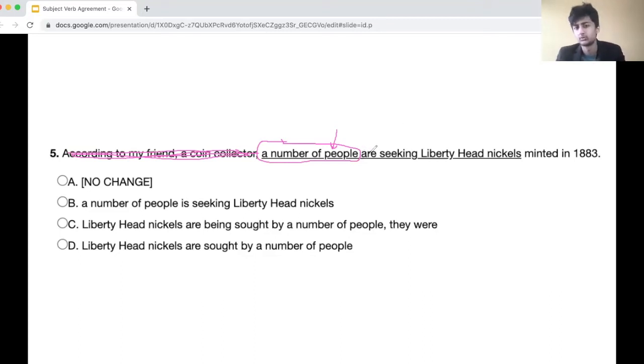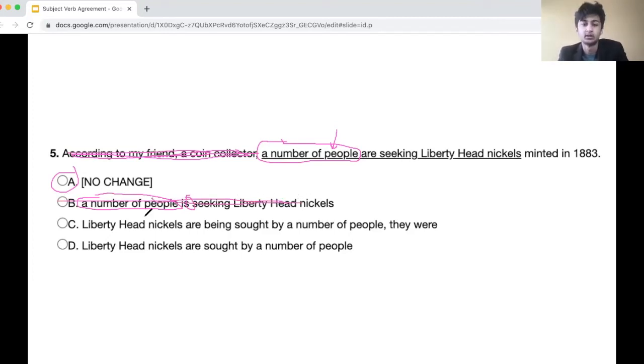Now, what's the plural noun going to need? A plural verb. So are seeking Liberty Head nickels minted in 1883. That's going to make sense because are is a plural verb as well, making A a very plausible choice. B, a number of people is seeking Liberty Head nickels. No, because a number of people, remember, is plural, and is is singular.